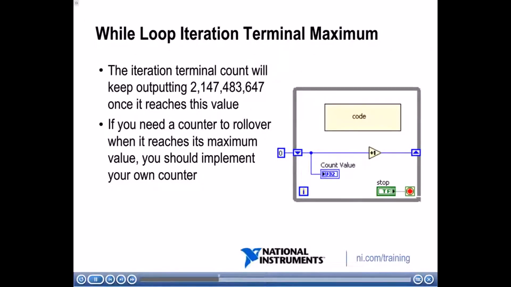If you take a look at the block diagram here, that's exactly what we've done. Notice that we have a shift register. We're going to initialize it with a value of 0. And then what we do is we just keep incrementing it and saving that incremented value back into the shift register. So if we take a look at this particular code, it looks like that data type is an unsigned 32-bit integer. So once that count gets to that maximum value of a U32 and you add another one to it, it's going to automatically roll over to 0. So if you need a counter to roll over, just implement some logic like this instead and don't rely on that iteration terminal that you see in the while loop.